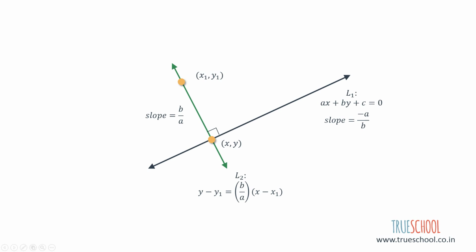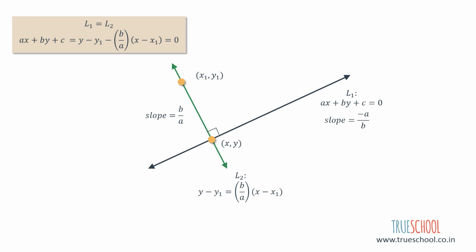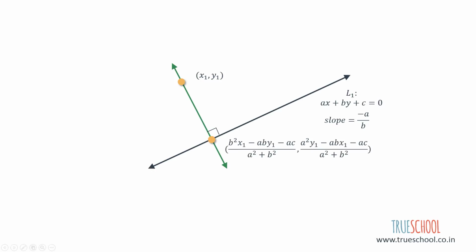If this point has coordinates x, y, then x and y will satisfy both these linear equations. Hence, we get this expression. By solving this, we will get the values of the coordinates of the point where these two lines meet. The last step is very simple. Now we just need to find the distance between these two points.